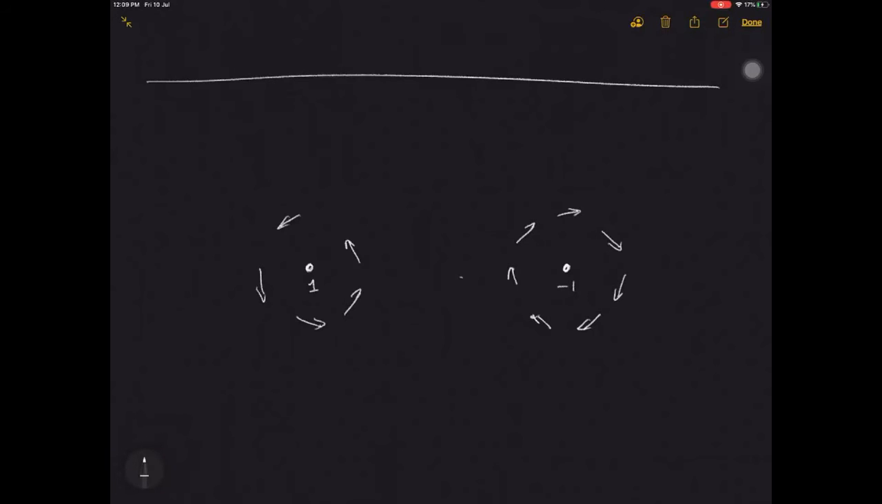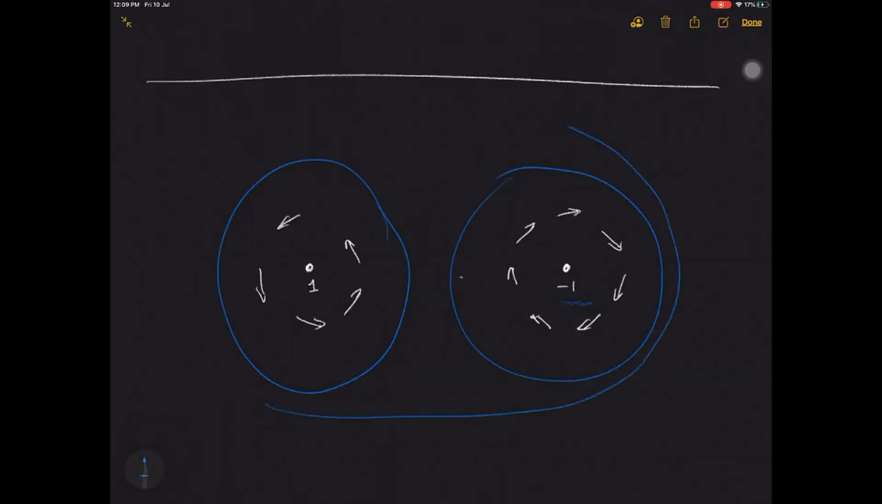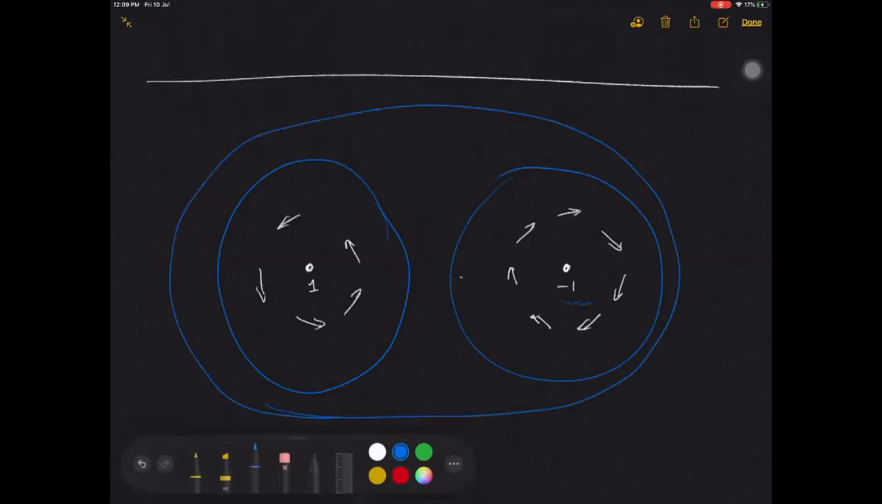So if I draw a loop around this, I'll get a vorticity of -1. If I draw a loop around this, I'll get a vorticity of +1. But suppose I draw a loop around this. Okay, so let's try to understand what a vorticity is.